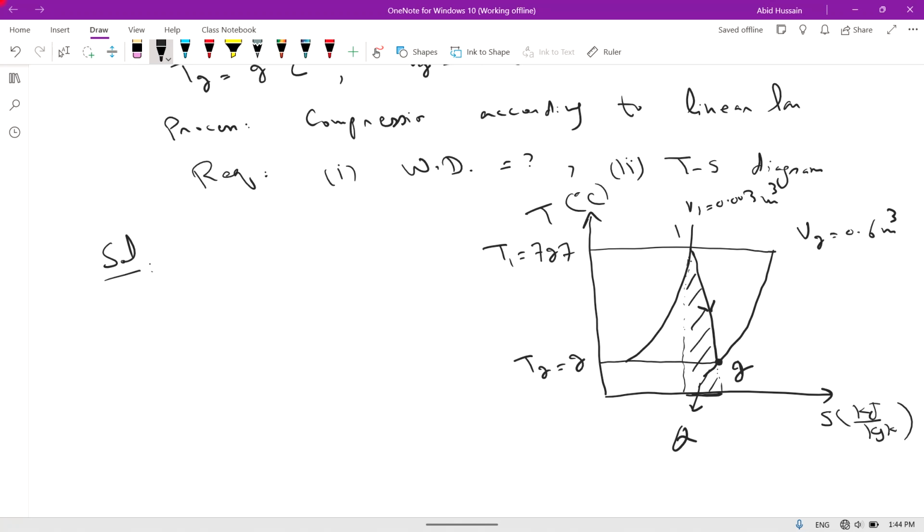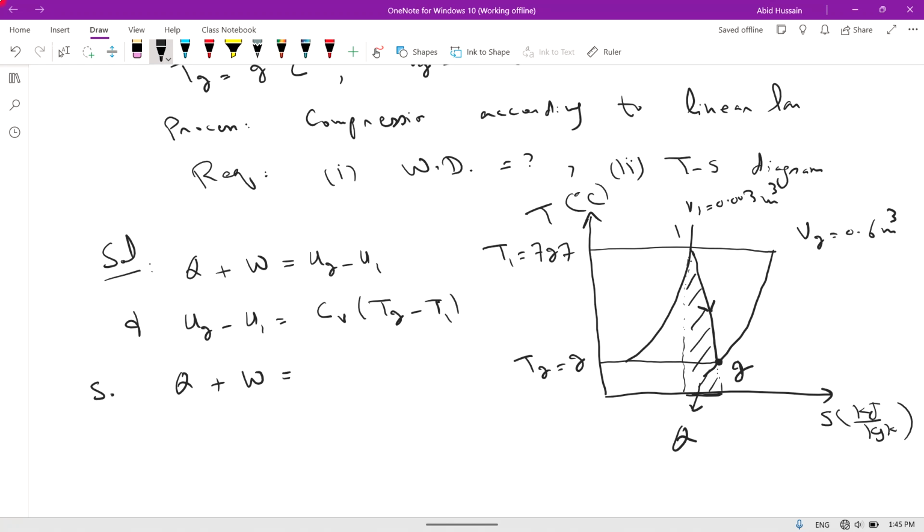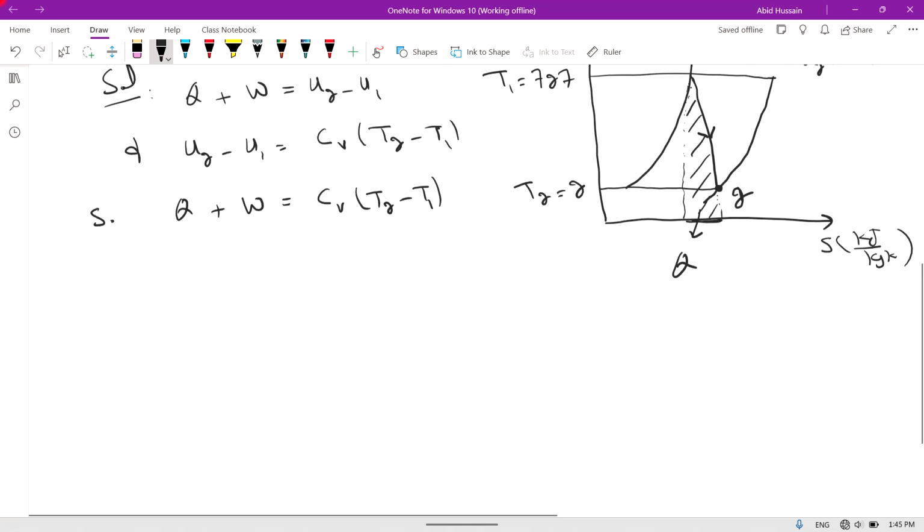Now first we find work done. For work done we will use the equation Q plus W is equal to U2 minus U1, and U2 minus U1 is equal to CV times T2 minus T1. So Q plus W is equal to CV times T2 minus T1. To find W, we will first find CV and Q. So first we find CV.